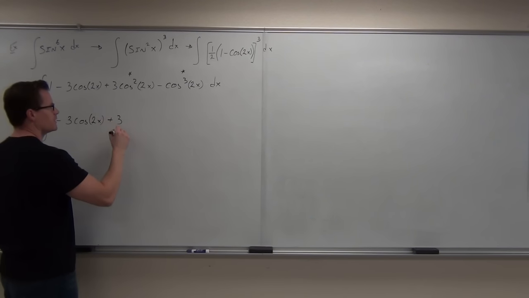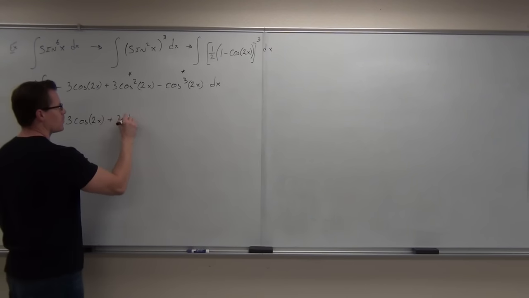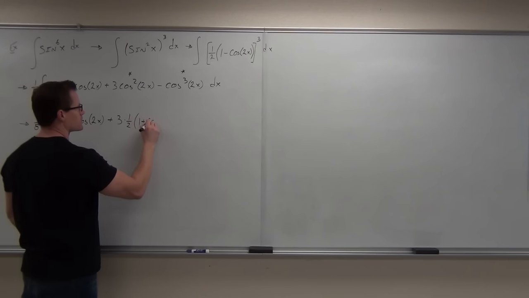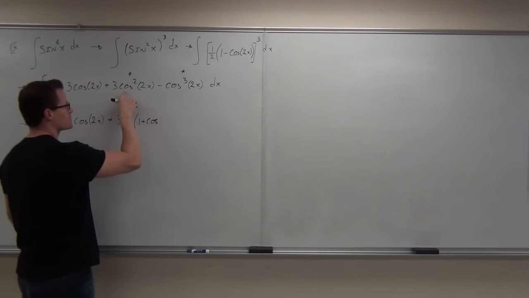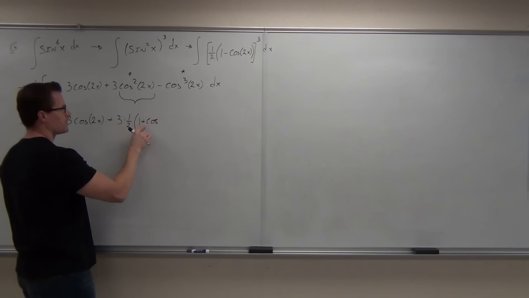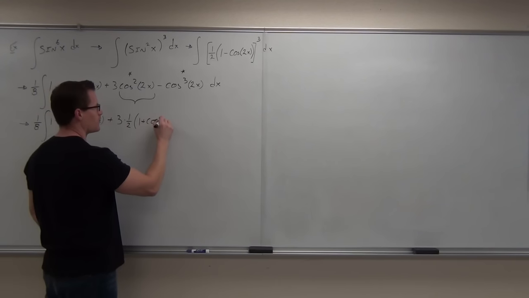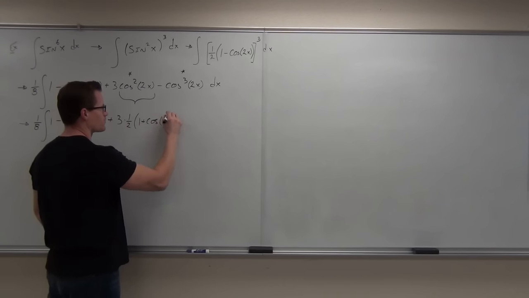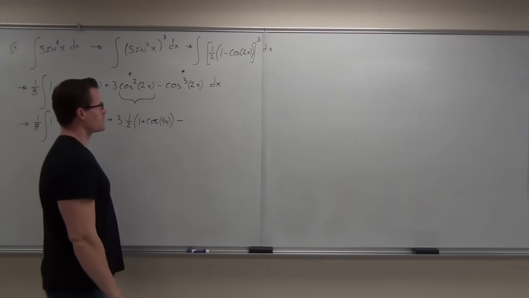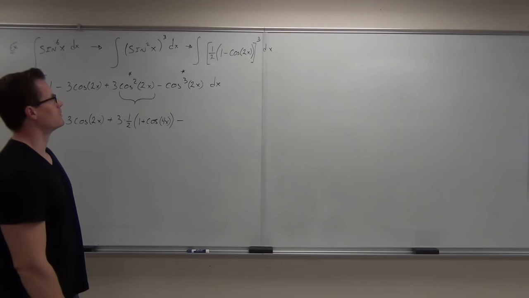Let's see, I know this thing is 1 plus cosine, well, let's see if you got it. This part right here is 1 plus cosine 4x. Brilliant, 4x. Did you all get the 4x? Yes. Good. Minus. Let's talk about this one now.